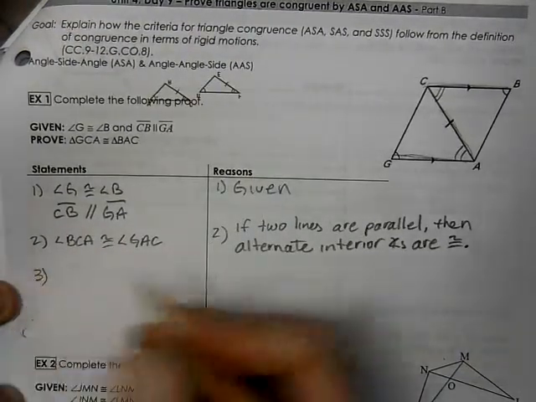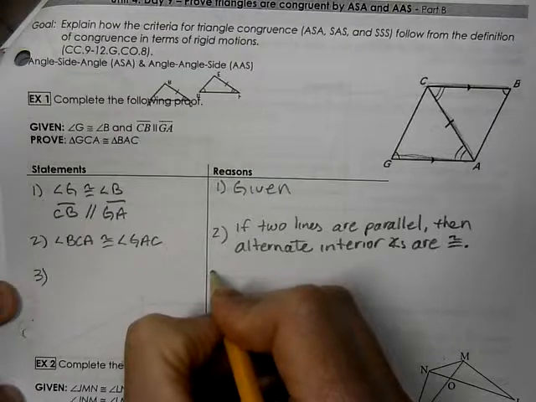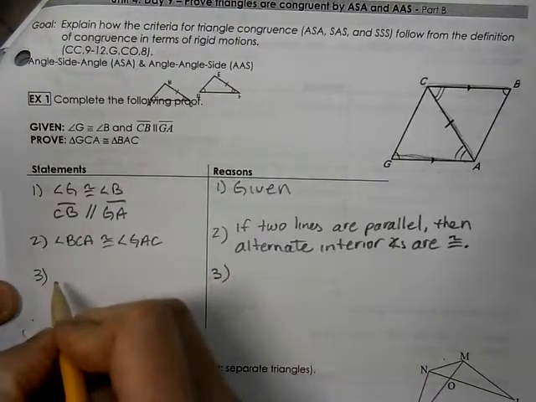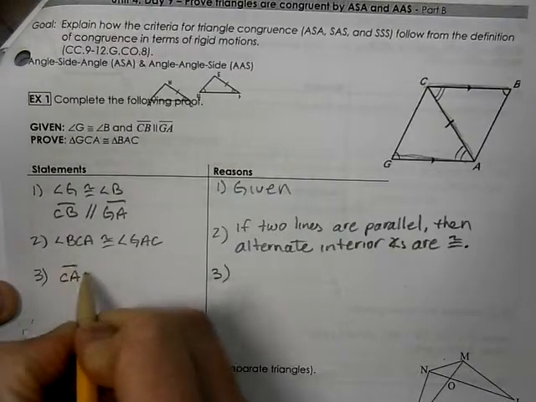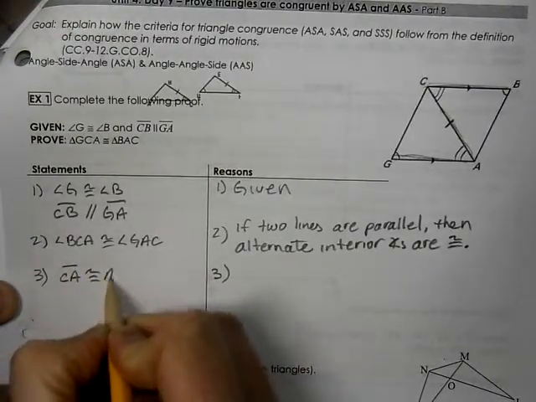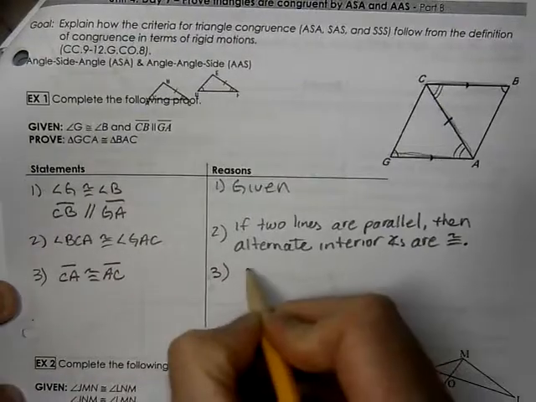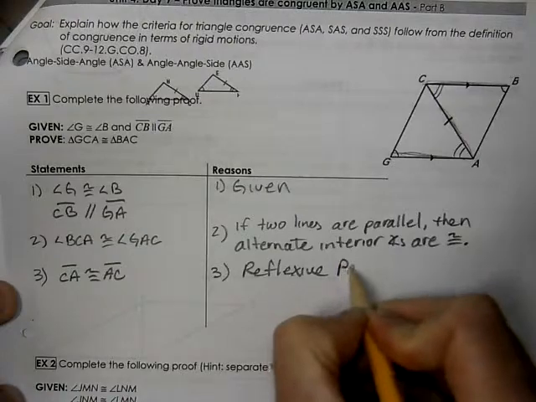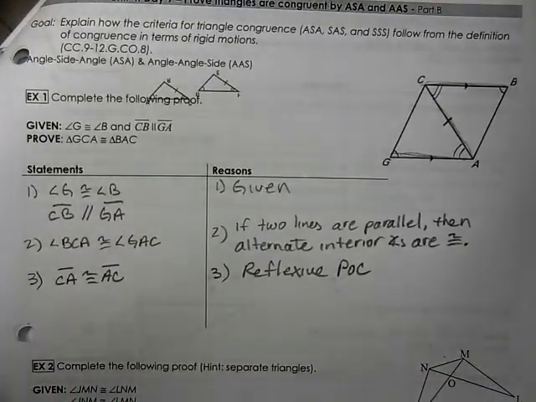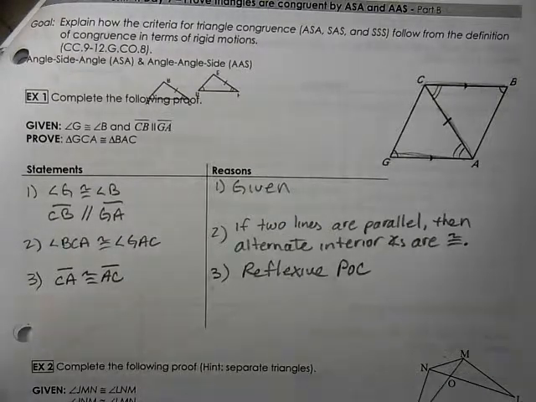The third bit of information is our reflexive side. The one triangle goes from C to A. The other triangle goes from A to C. Reflexive property of congruence. They're the same side for both triangles. It's one line that represents two triangle sides. That's reflexive property.